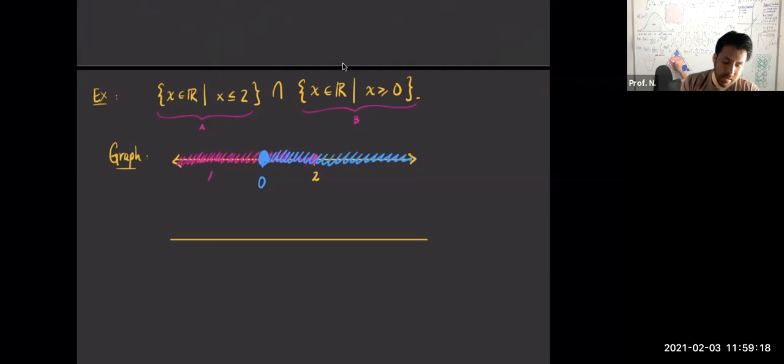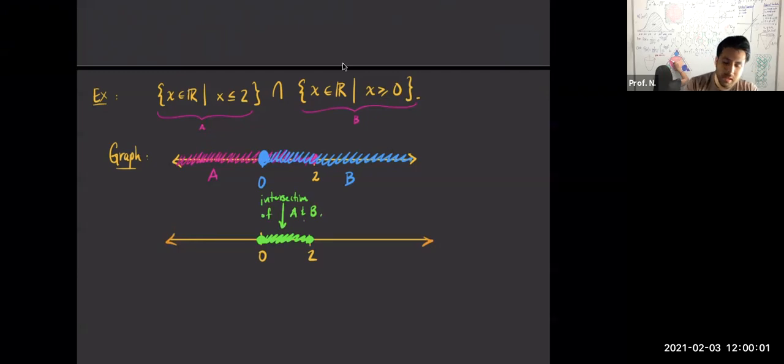Sorry, this is A and this is B. Right, that's very good, guys. It's in between, so everything between 0 and 2. This represents the intersection, pardon me, this is the intersection of A and B, because that's where we overlap.